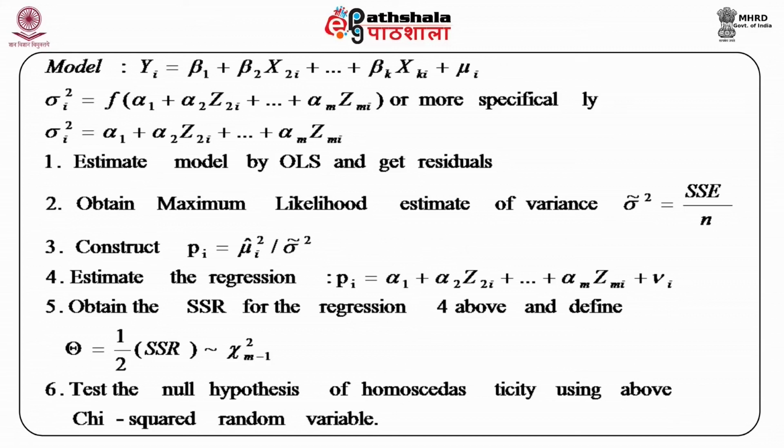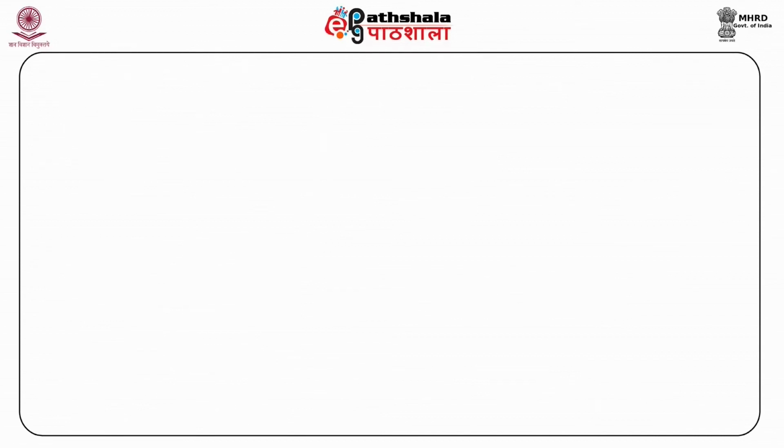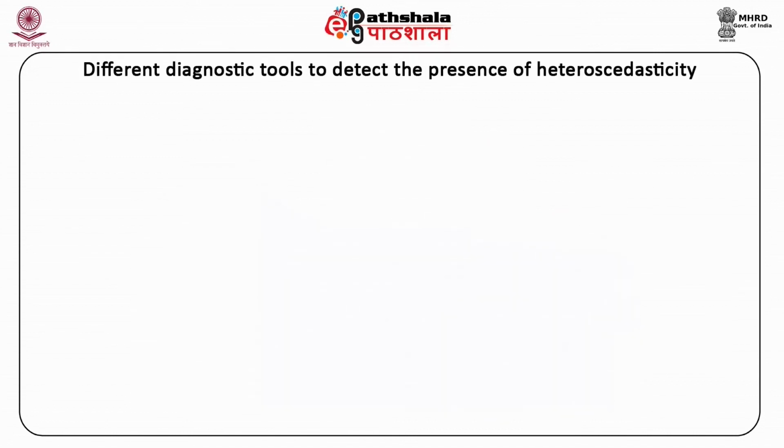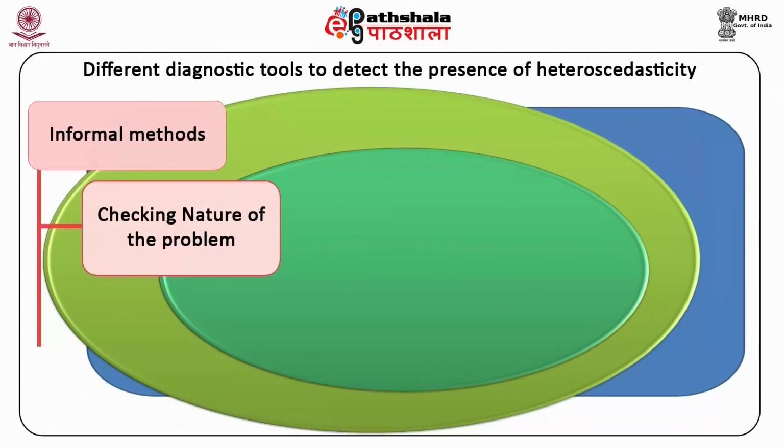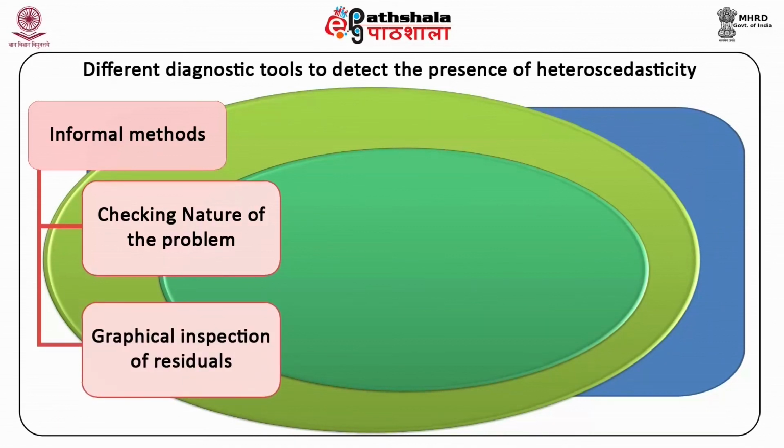Estimate the equation 2 and define half of the SSR, that is the explained sum of squares. Now we can show that if there is no heteroscedasticity and if the sample size n increases indefinitely under the assumption that ui are normally distributed, then it asymptotically follows the chi-squared distribution with m minus 1 degrees of freedom. Therefore, if in a regression result the computed chi-square is greater than the critical chi-square value at the chosen level of significance, then we can reject the null hypothesis of no heteroscedasticity. Otherwise, we will not reject it.